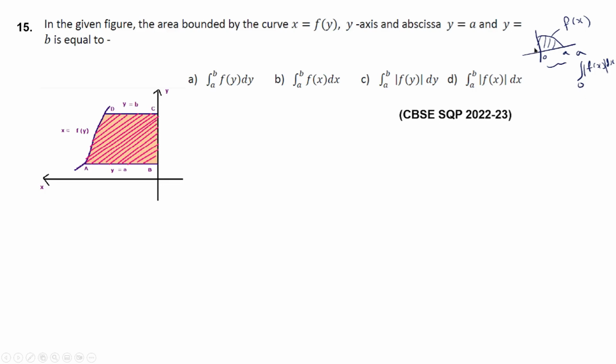Now here we have a curve as f of x. Here we have a curve which is x is equal to a function of y. As a result, the area under this curve is integral a to b mod f of y dy. So the correct option is option C.